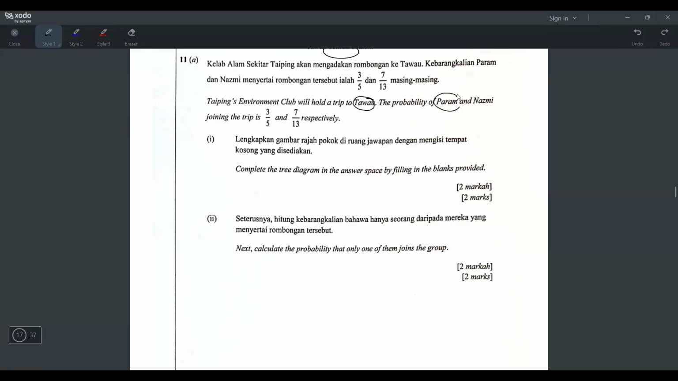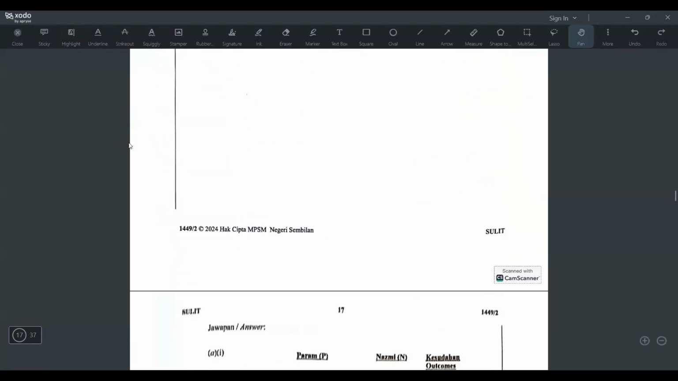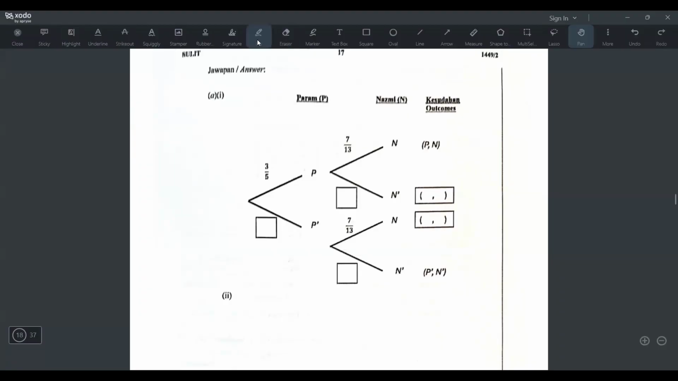Okay, the probability of Param and Nazmi joining the trip is 3/5 and 7/13. So this is the probability of them joining. Okay, number one, complete the tree diagram in the answer space by filling in the blanks provided. Okay, let's go to the tree diagram. All right, so they already said 3/5 and 7/13. They gave this in the question just now.